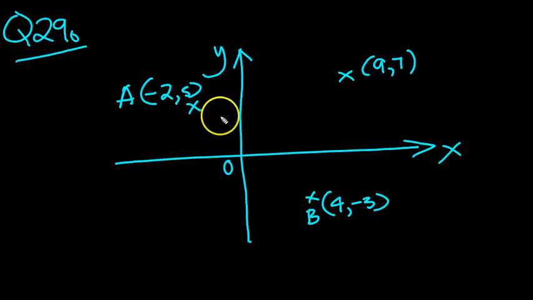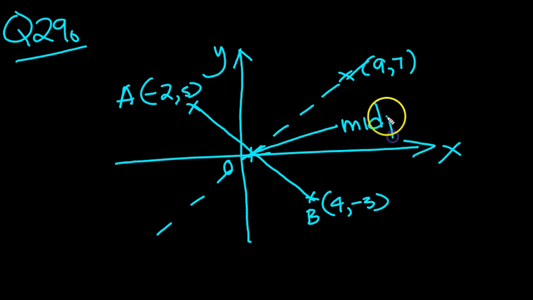Okay then, let's have a look at 29. We need to show that this point here, 9, 7, lies on the perpendicular bisector of the line joining AB. A is minus 2, 5 and B is 4, minus 3. So let's just draw that line in question, and there's the line AB. So the perpendicular bisector, if 9, 7 does lie on it, would mean that that line would go through the midpoint here.